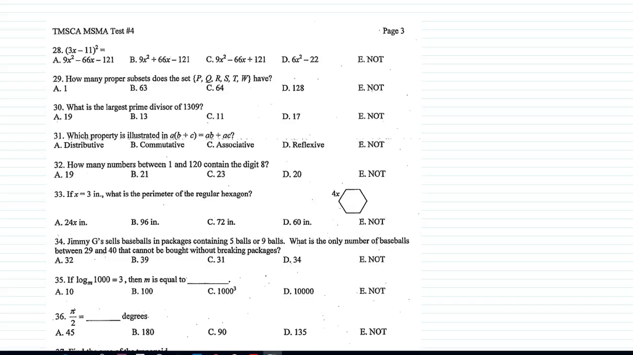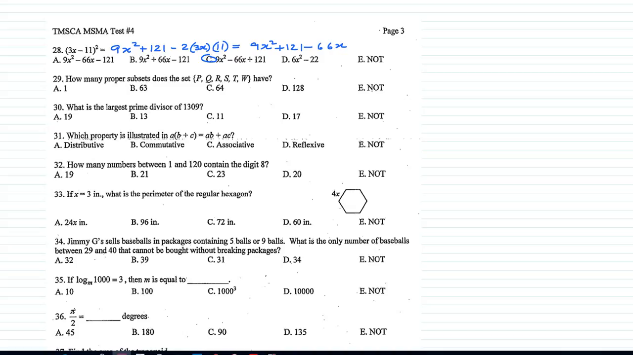Question 28, 3x minus 11 whole square. So this is equal to 9x square plus 121 minus 2 times 3x times 11, which is equal to 9x square plus 121 minus 66x. So the answer is C.